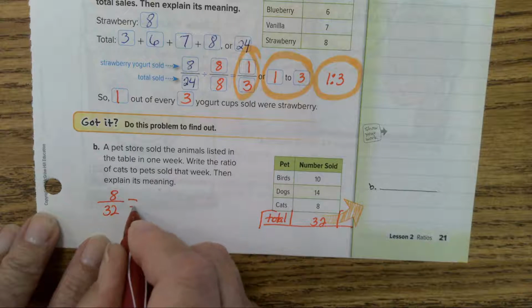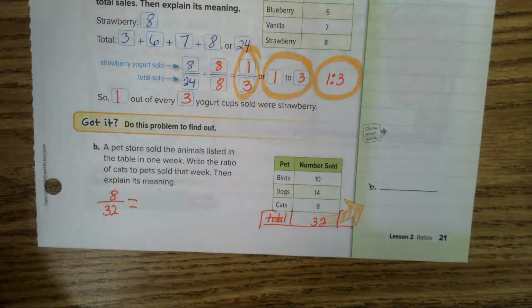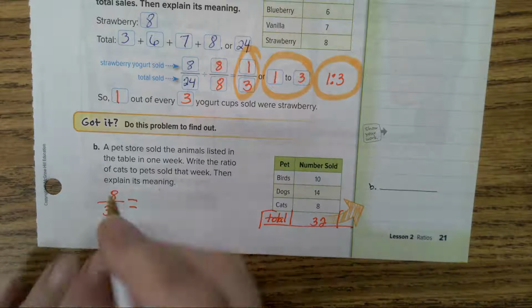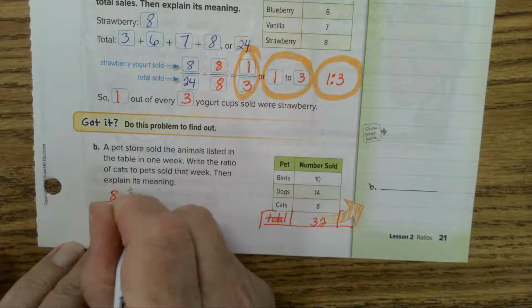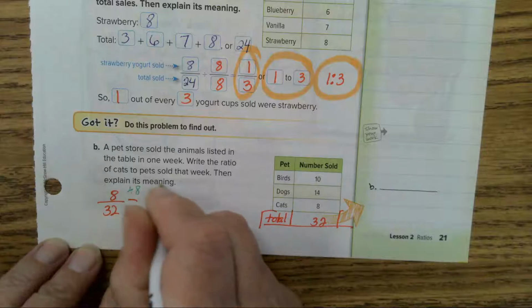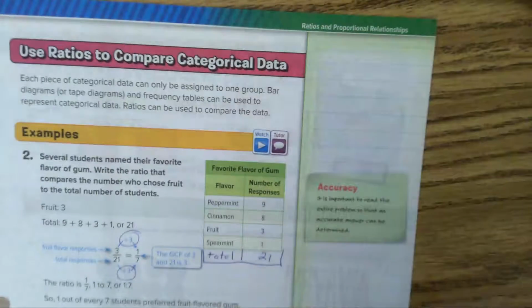That will simplify. What will 8 over 32 simplify to? What's the greatest common factor? It's not 2. It's not 4. Yes, 8. Divide it by 8. Divide it by 8. 1/4. 1 out of 4 pets sold were cats. 1 out of every 4 pets sold at the store was a cat. Okay? Let's go to the next page.